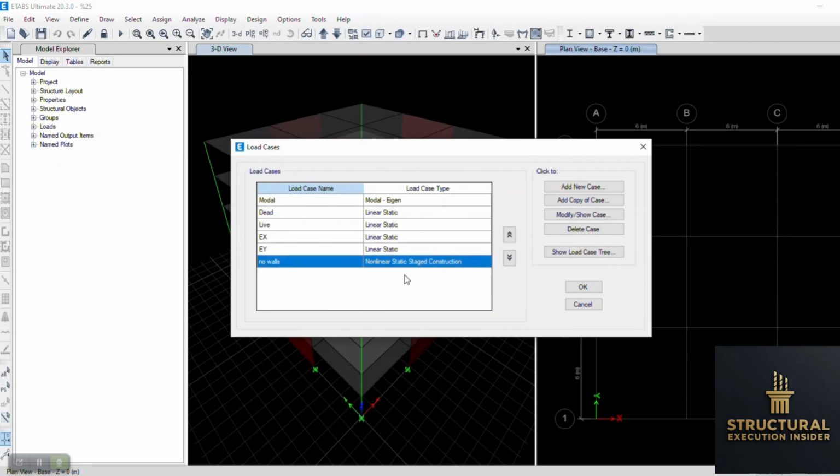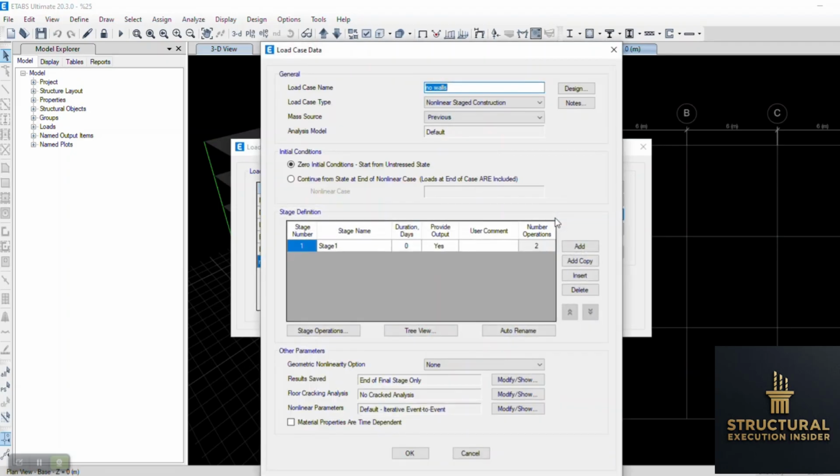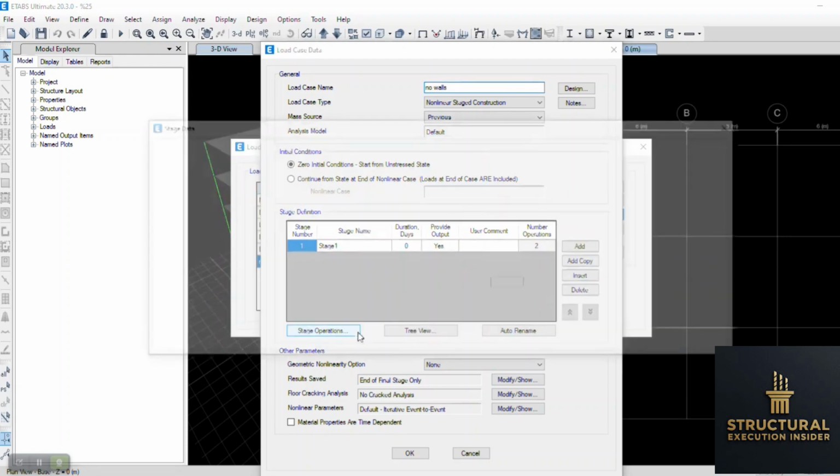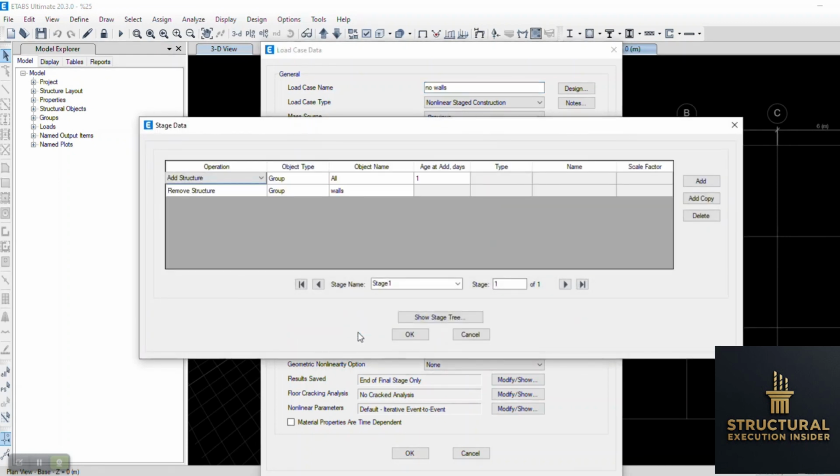The key idea of this method is using nonlinear staged construction analysis, even though the structure itself may remain essentially linear. The staged analysis feature allows us to selectively remove structural participation during specific loading stages. This is the important engineering trick. Instead of modifying stiffness, we temporarily remove the wall structures only during seismic loading stages. That means walls remain active for gravity loads, but become inactive for lateral seismic resistance.